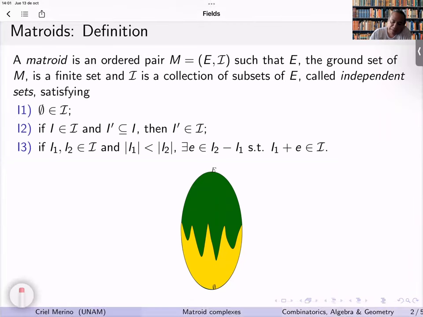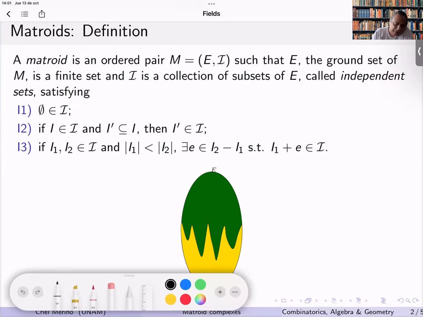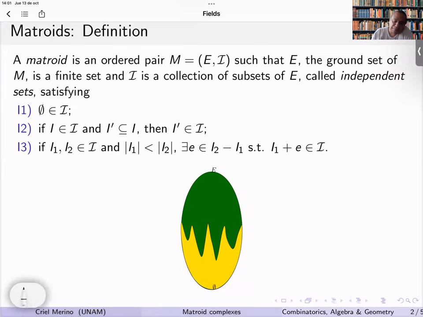With these two axioms, the independent sets define a simplicial complex. And the third axiom is the one that brings the matroid aspect to the structure. That is, if you have two independent sets and one is bigger than the other, then you should be able to find an element in the big one that is not in the small one, in such a way that adding this element to the small one makes a bigger independent set. So in my head, I will have this lattice of subsets of the set E, and in yellow, there will be the independent sets.